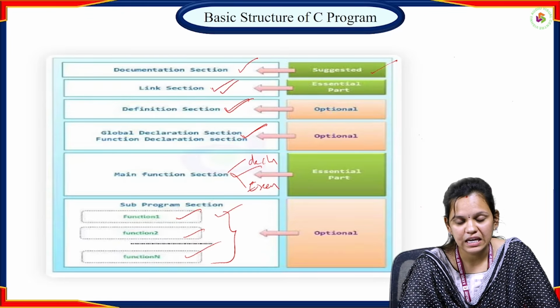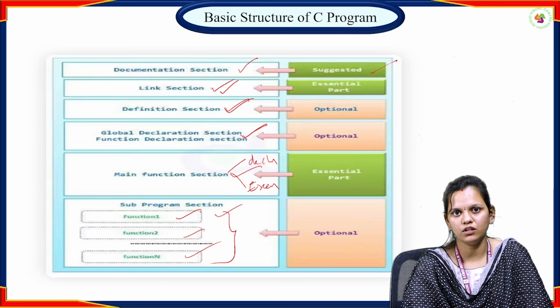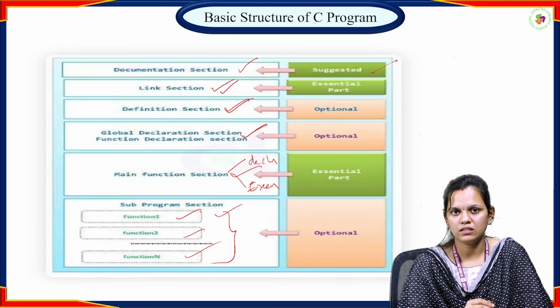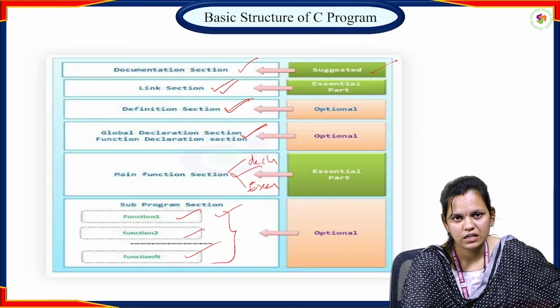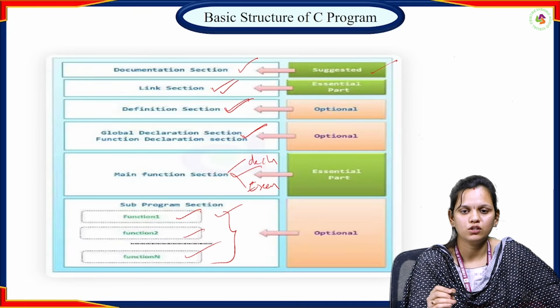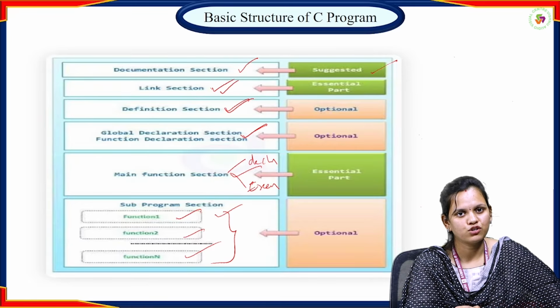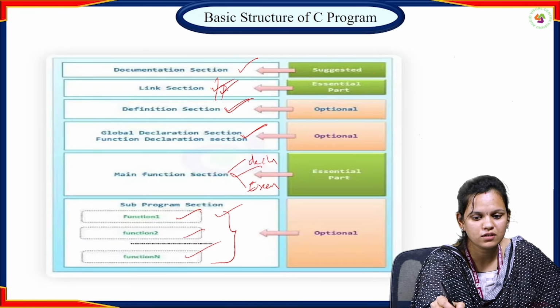And coming to the link section, it is mandatory to write, because without the link section, you cannot run a C program. That is, #include <stdio.h> is mandatory to write. Okay, so the link section is also called the preprocessor section.